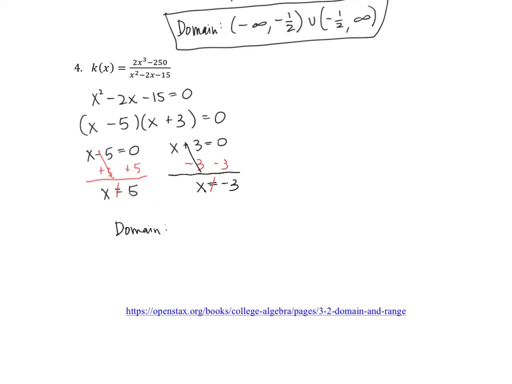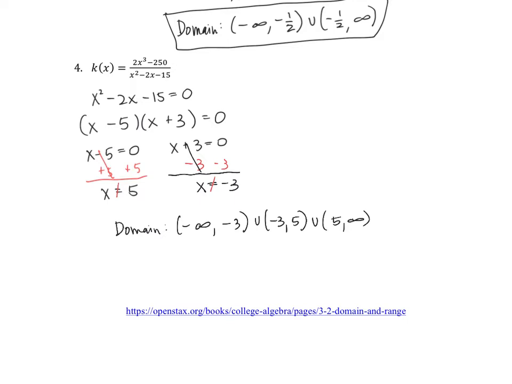All right, so first you want to identify the smaller of the two numbers. So negative 3 is the smaller of the two numbers. So we're going to leave that out first. So we go from negative infinity to negative 3, union negative 3 to the other one we want to leave out, 5, union 5 to infinity.